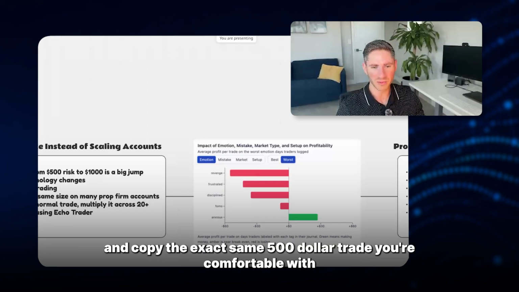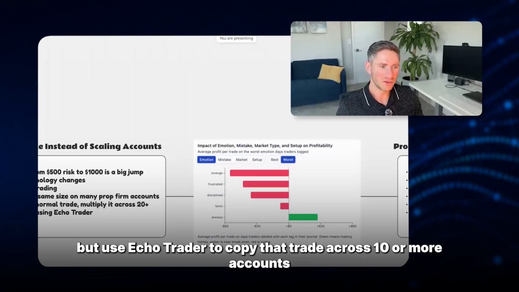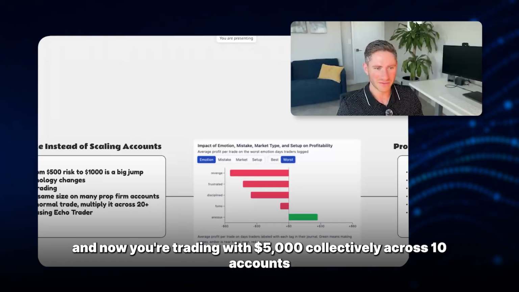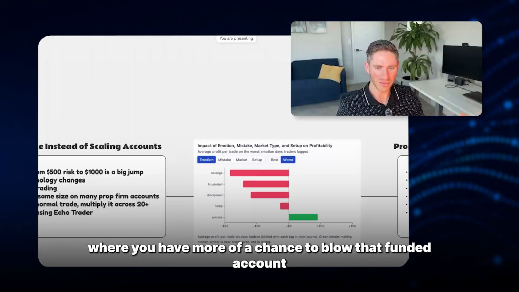$500 trade you're comfortable with and just trade like you would normally on a single account, but use Echo Trader to copy that trade across 10 or more accounts. And now you're trading with $5,000 collectively across 10 accounts rather than scaling up on one account where you have more of a chance to blow that funded account.